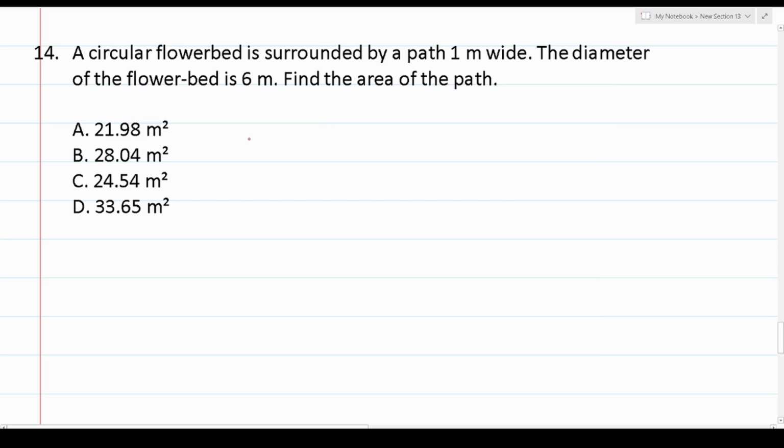All right, number 14 says a circular flower bed is surrounded by a 1 meter wide path. The diameter of the flower bed is 6 meters. Find the area of the path. So for this problem, we have a flower bed that's circular, so it looks like this. That's surrounded by a 1 meter wide path, which kind of looks like this.